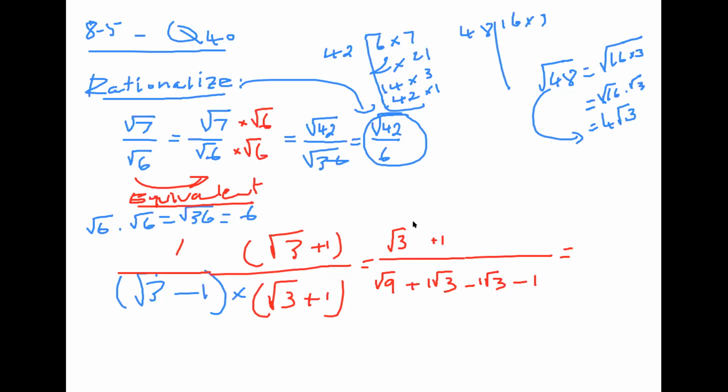Can we add these two? No. These don't add up, they're different, so we're just going to write them down. Radical 3 plus 1. And what happens to the denominator here?